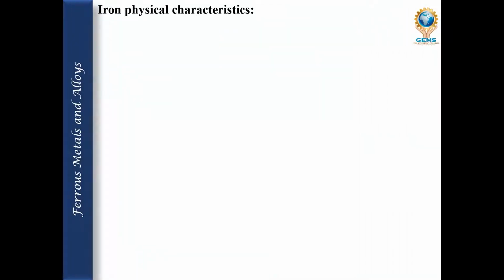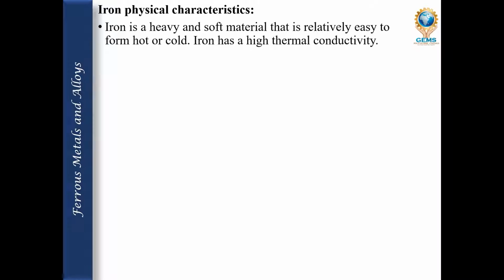These are the physical characteristics of iron. Iron is a heavy and soft material that is relatively easy to form hot or cold. Iron has a high thermal conductivity. These iron materials are good conductors of electricity, and they are good conductors of heat and cold.